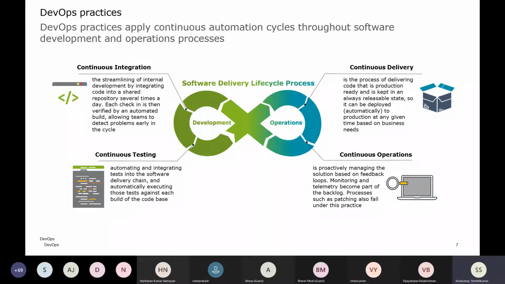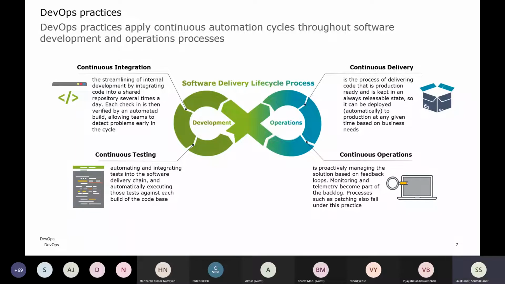So continuous integration is a streamlining of internal development by integrating code into a shared repository several times a day. Each check-in is then verified by an automated build, allowing teams to detect problems early in the cycle. The developer develops the code and keeps it in a single repository to ensure that it matches what the code was developed for. That is the first layer, and it is integrated with the continuous integration part.